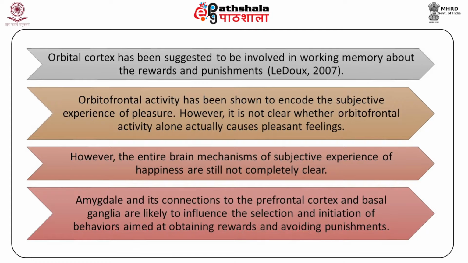Orbitofrontal activity has been shown to encode the subjective experience of pleasure. However, it is not clear whether orbitofrontal activity alone actually causes pleasant feelings. The entire brain mechanisms of subjective experience of happiness are still not completely clear. Amygdala and its connections to the prefrontal cortex and basal ganglia are likely to influence the selection and initiation of behaviors aimed at obtaining rewards and avoiding punishments.